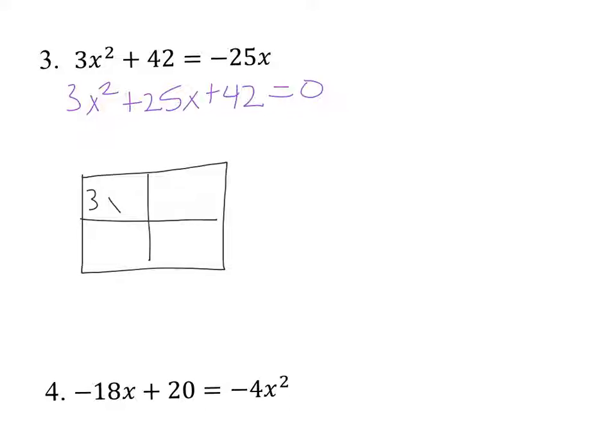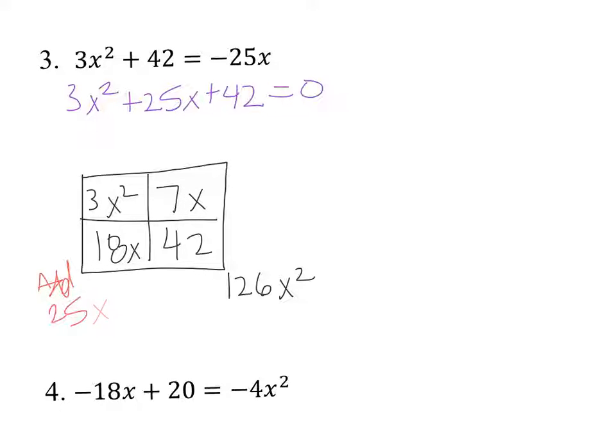That 3x squared. And then I have my 42. Now this might be an easier one to solve with the quadratic formula just because this is going to be a big number. So I have 126. Where do I get that 126? You multiply here. And then I have to add to get my middle number. So add to get 25x.